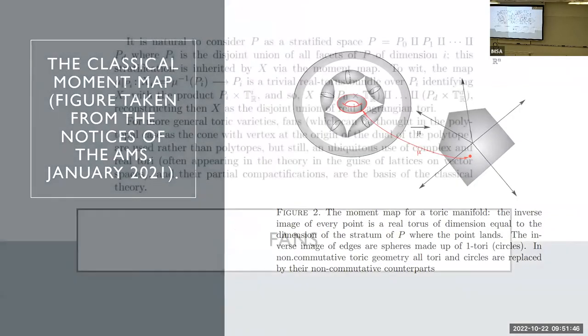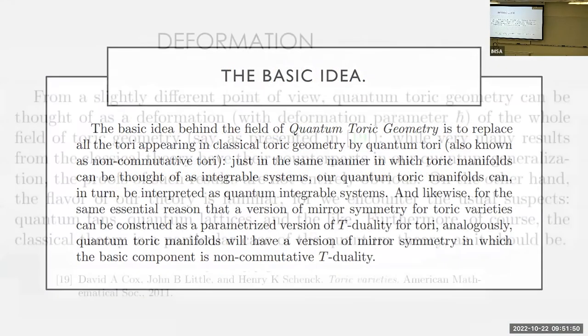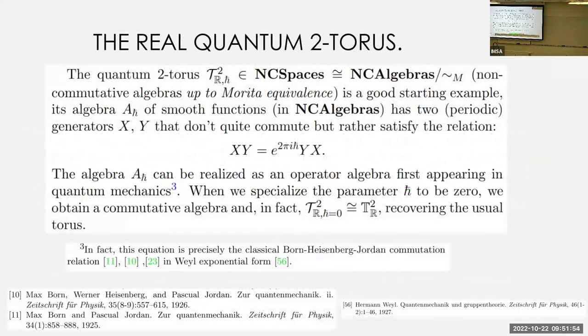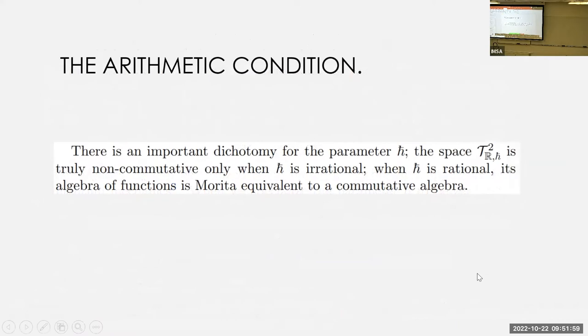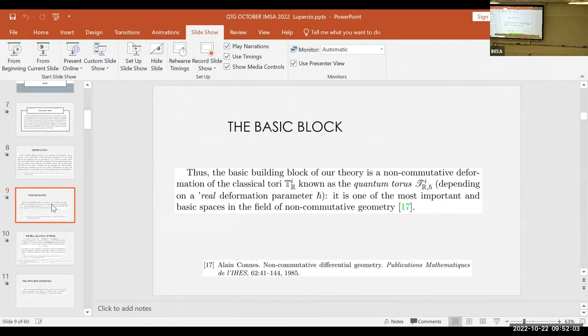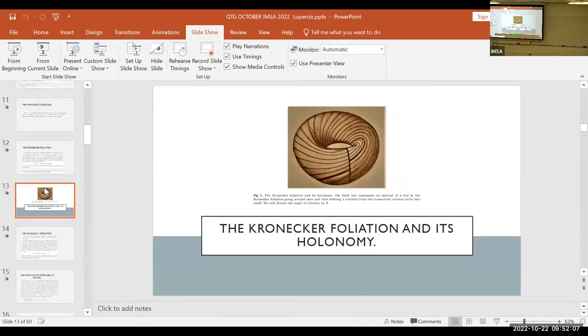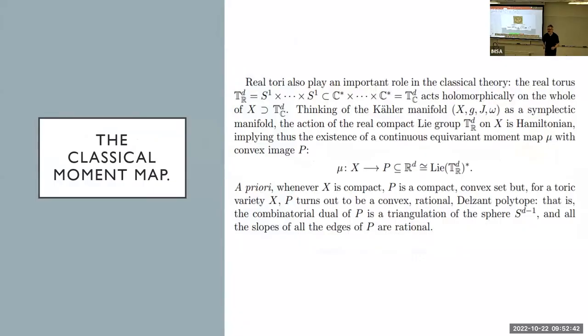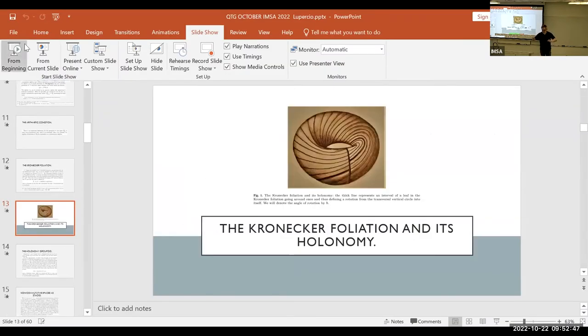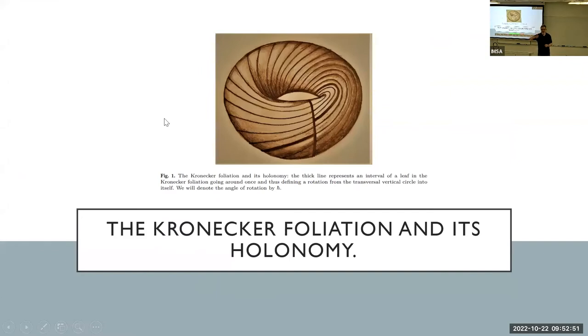But anyway, we remember that we had the non-commutative torus. The non-commutative torus was an algebra, as a non-commutative space, but it had a geometric avatar that was the holonomy groupoid of the Kronecker foliation. Imagine the Kronecker foliation in your mind. And now the holonomy groupoid of the Kronecker foliation is equivalent as a groupoid to the transversal groupoid of the rotation.